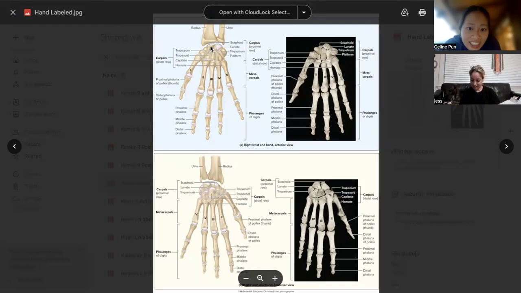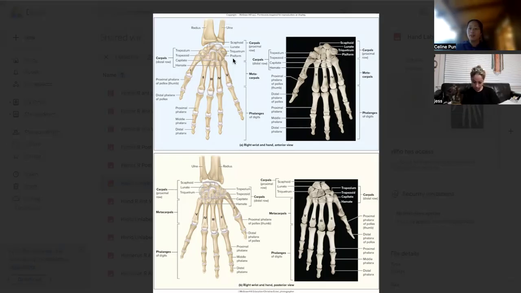So scaphoid, lunate, triquetrum, pisiform, trapezium, trapezoid, capitate, and hamate. Did they go from lateral? You see, it goes like a circle. Scaphoid, lunate, triquetrum, pisiform, and then the next row: trapezium, trapezoid, capitate, hamate. So you're looking from lateral to medial, from the top and then to the bottom.